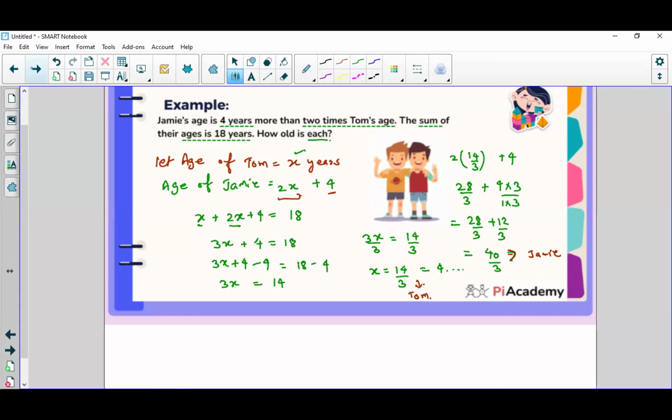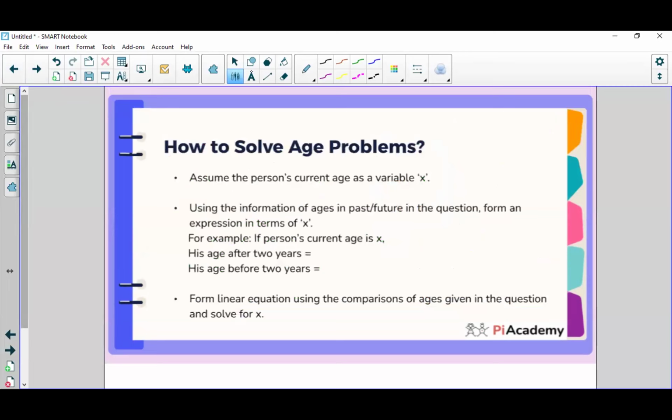Yes, guys, let's move on now. These are some basic things on how to solve age problems. So you have to assume the person's current age as a variable x. You have to assume it as x always. Now, using the information about ages in the past or future in the question, you have to form an expression in terms of x.